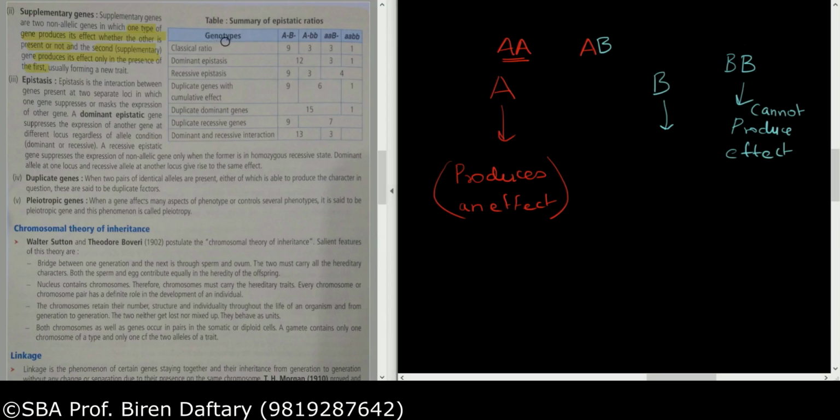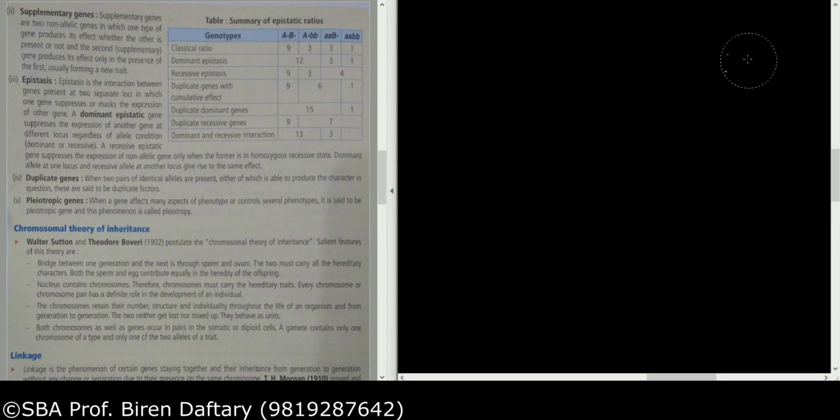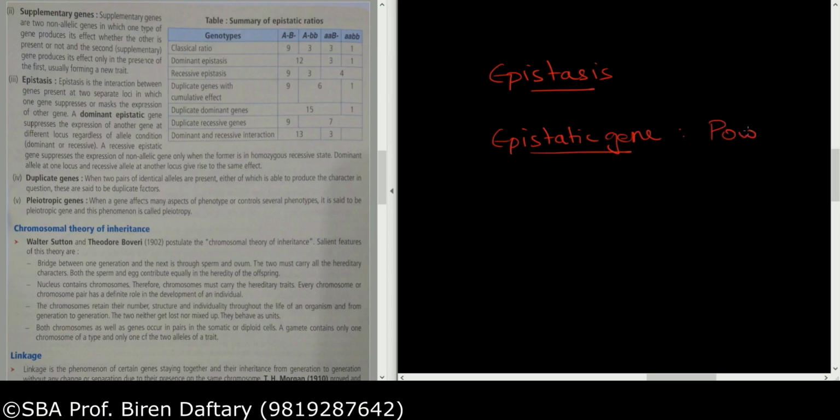Now let us come to the next part, which is epistasis. So this is the third example of intergenic interactions. Now first of all, what is the meaning of epistasis? Very important to know the meaning. Epistasis is basically a condition in which there is a gene called the epistatic gene. Now what does this epistatic gene do? This epistatic gene is a powerful or dominant gene which masks the effect of any other gene.